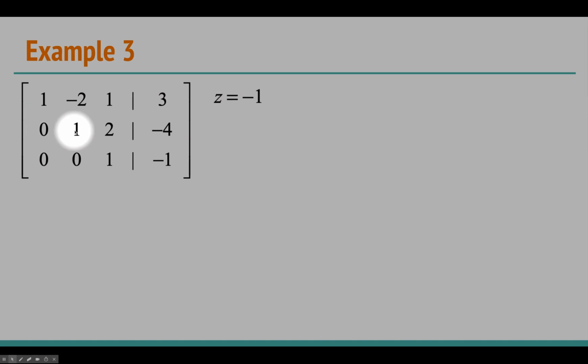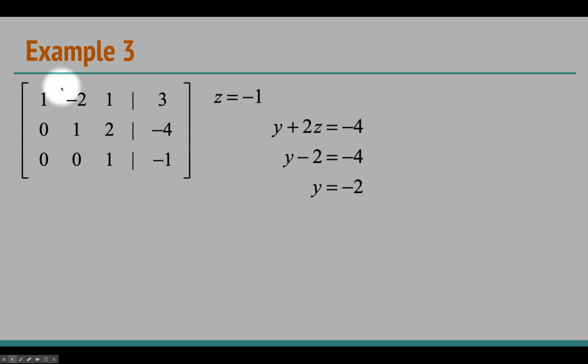The second row tells me that 1y plus 2z is equal to this -4. But I already know that z equals -1. So if I put in -1 into this 2z term, 2 times -1 is -2, which gives me y minus 2 is equal to -4. And then if I add 2 to both sides, I end up with y equals -2. There's the second part of my solution.